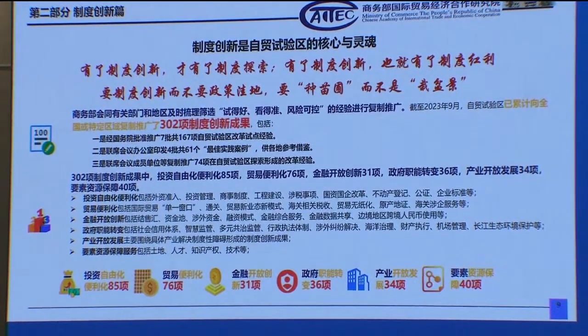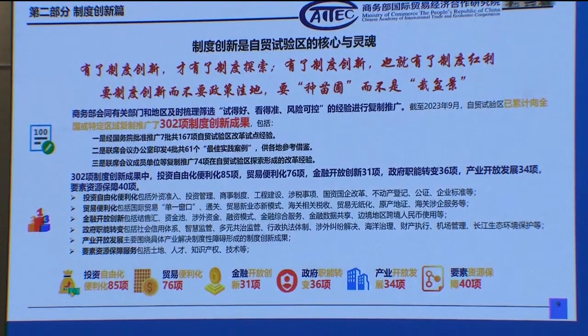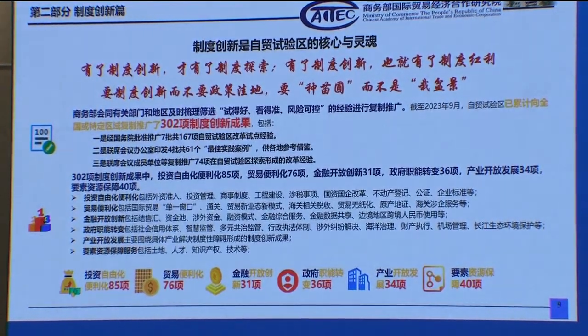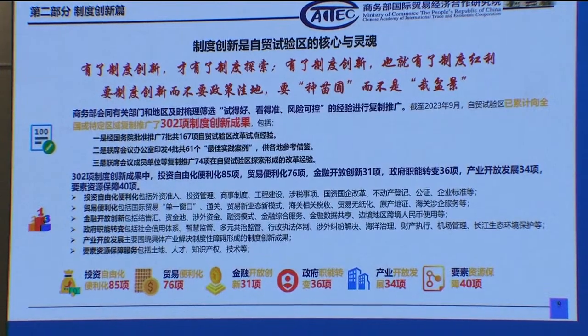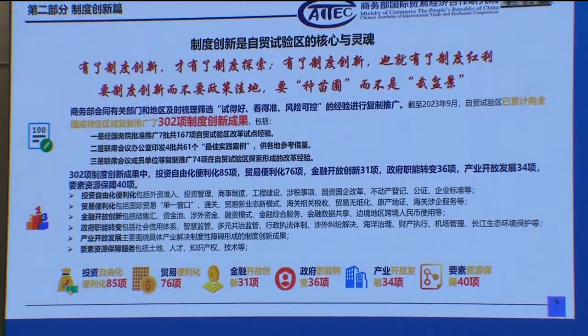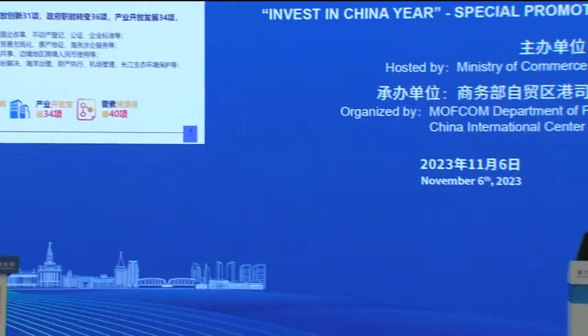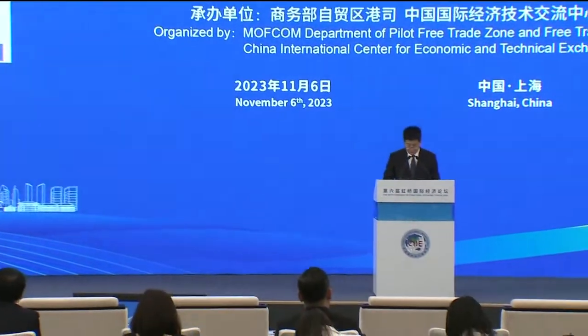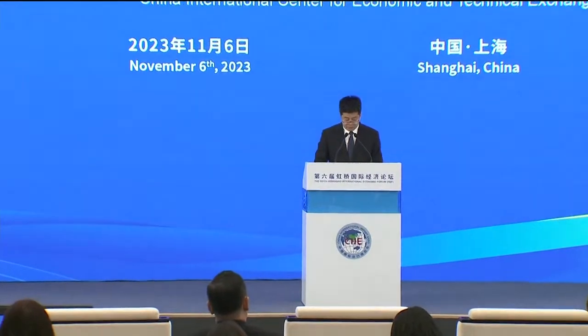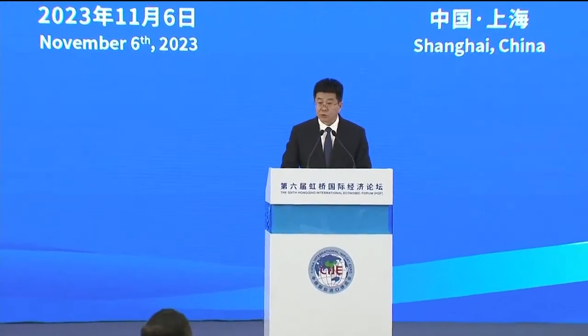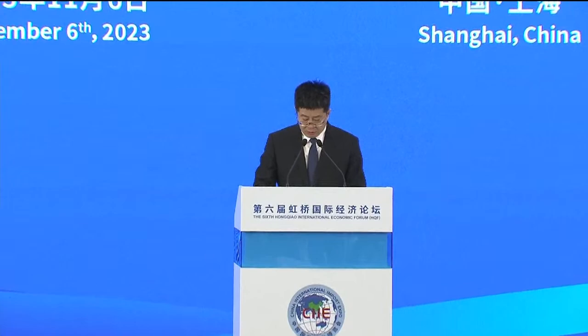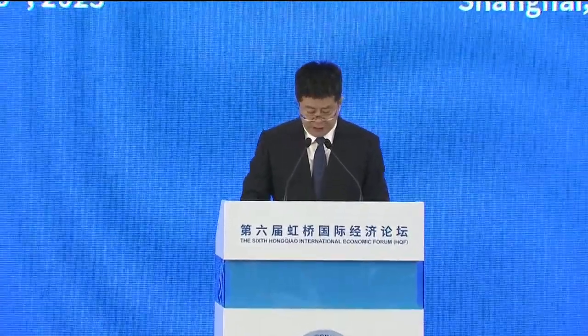And this time, the reform and opening up that we promote is the key battle for us to enter into the field. It has shown the determination and courage to further open up by our CPC and the government. The report shows that in the past 10 years, the free trade pilot zone has cumulatively promoted 302 mechanism innovation results to the nation or particular region.